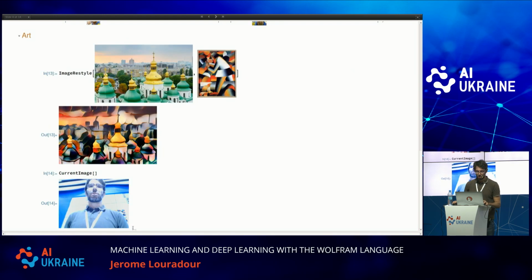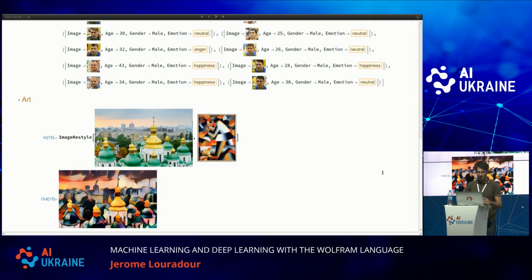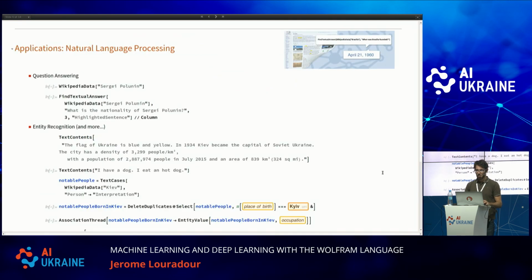On my previous example, this is taking a picture from my camera. I can make it dynamic, like in real time, and apply in real time the blur faces function that I defined before. Sorry, I forgot to demo, but it's blurring my face. Okay, so you see you have this interactivity and these high-level functions to play with.